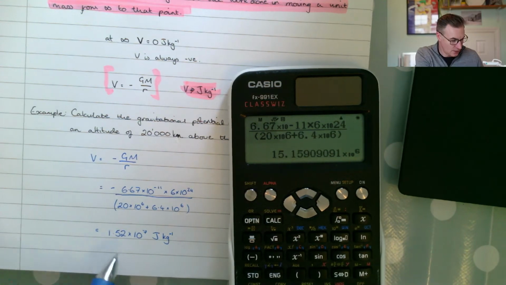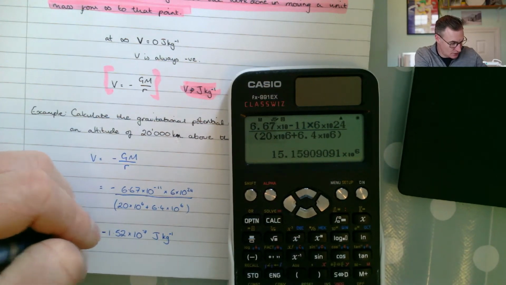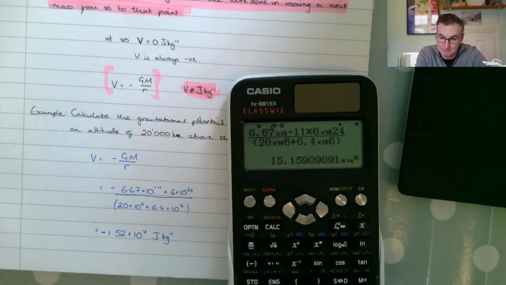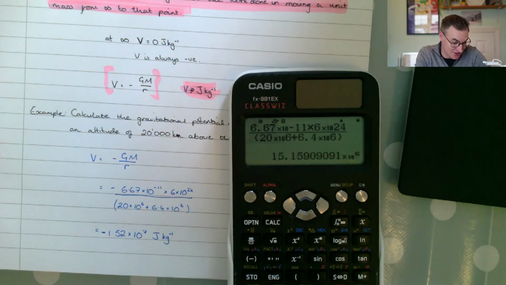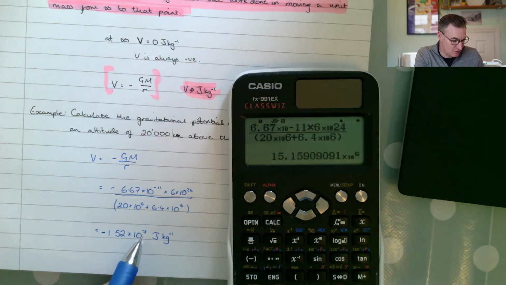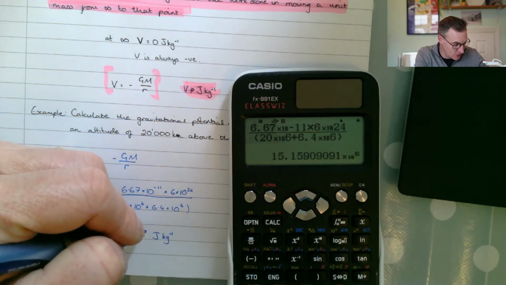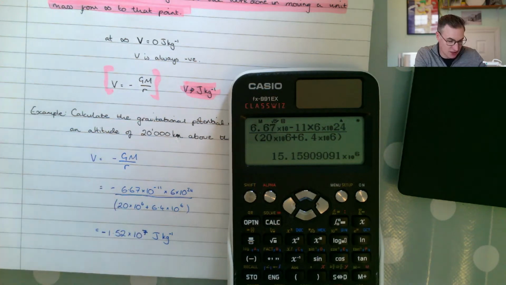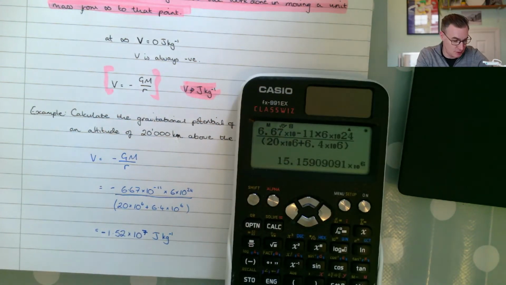Sorry, minus. The easiest thing here, and you just saw me, is you've got to remember to keep the negative value, the negative number, going all the way through. So it's minus 1.52 times 10 to the 7 joules per kilogram. That's the gravitational potential at a point 20,000 kilometers above the surface of the Earth.